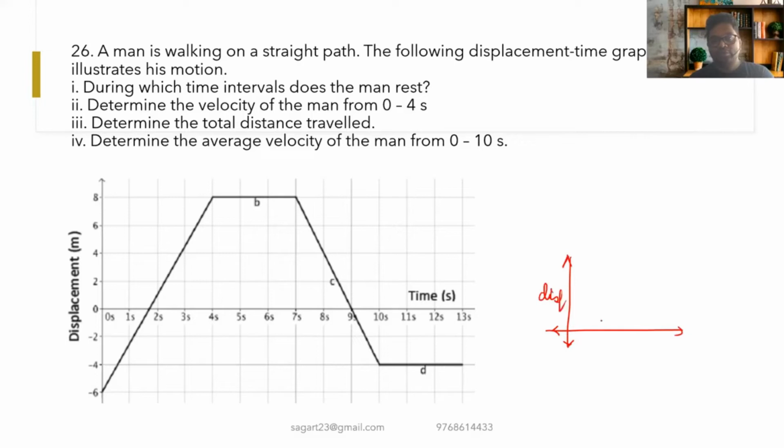Whenever there is a displacement time graph, a horizontal line indicates rest. And so therefore it is B and D. So the answer is B and D.